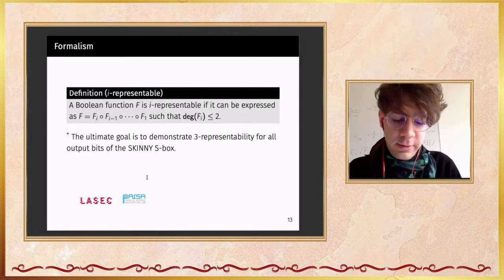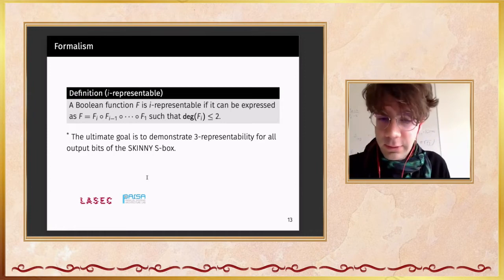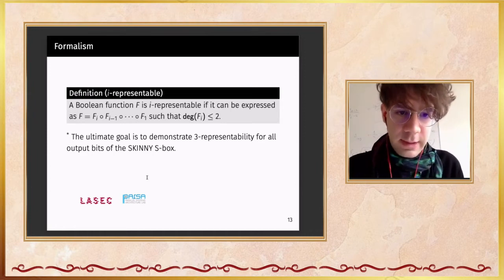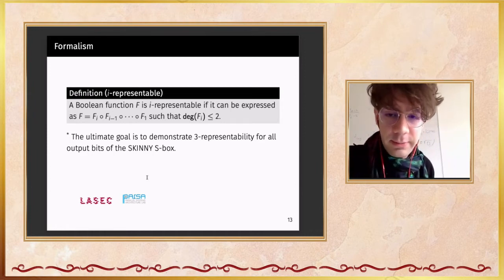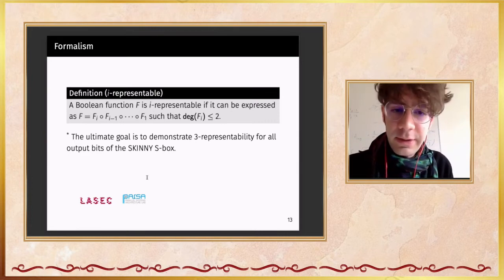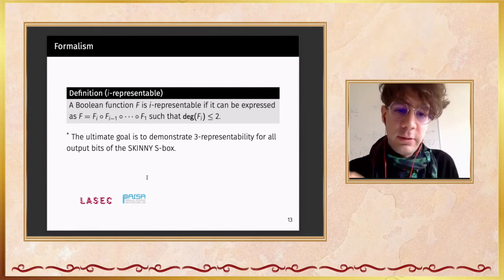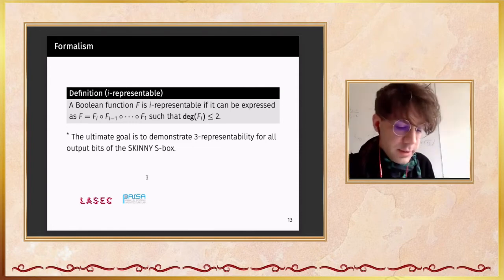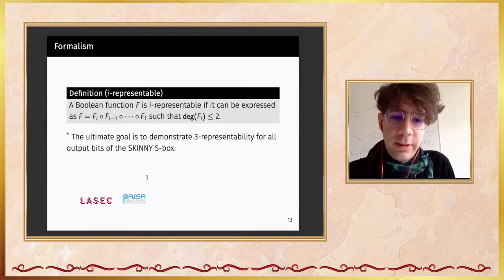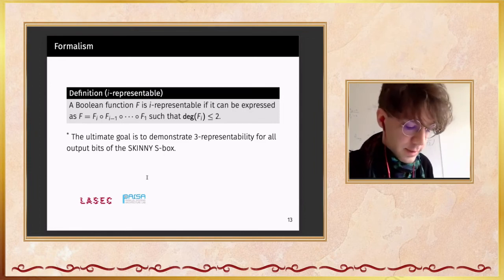To make our endeavor a little more formal, let us state the following definition first. We say that a Boolean function f is l-representable if it can be expressed as a composition of l functions, f1 to fl, such that the algebraic degree of each function is smaller or equal to 2. Of course, the ultimate goal is then to show 3-representability for all outputs of the Skinny S-box.